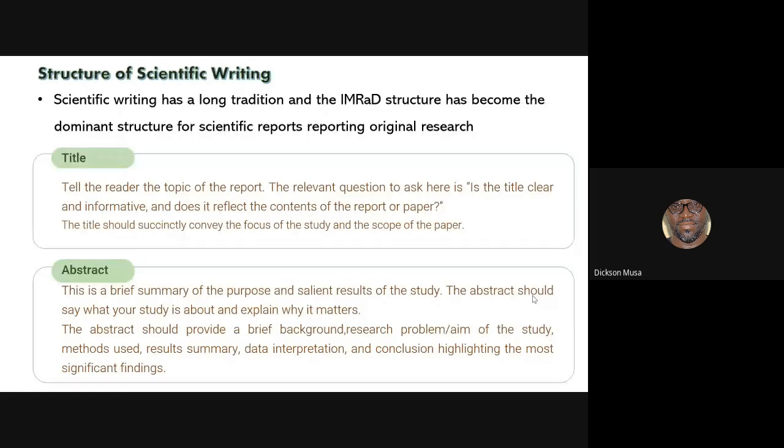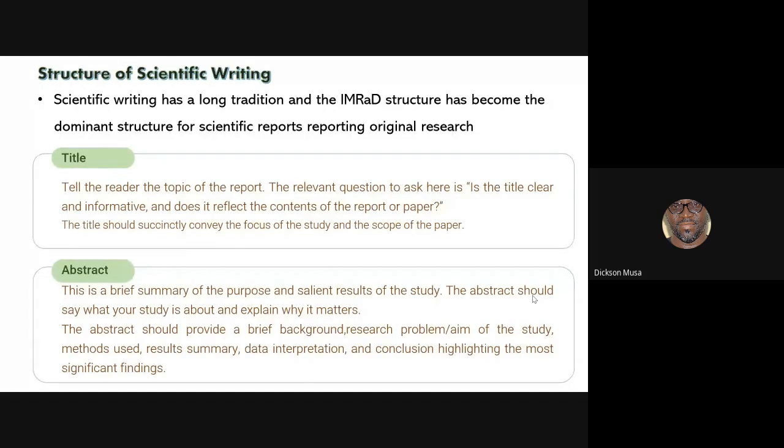So if you're writing or designing a title for your work, it has to be clear. It has to inform. And it must reflect the content of that report or that paper. So the title should succinctly convey the focus of the study and the scope of the paper. So that's what the title does.